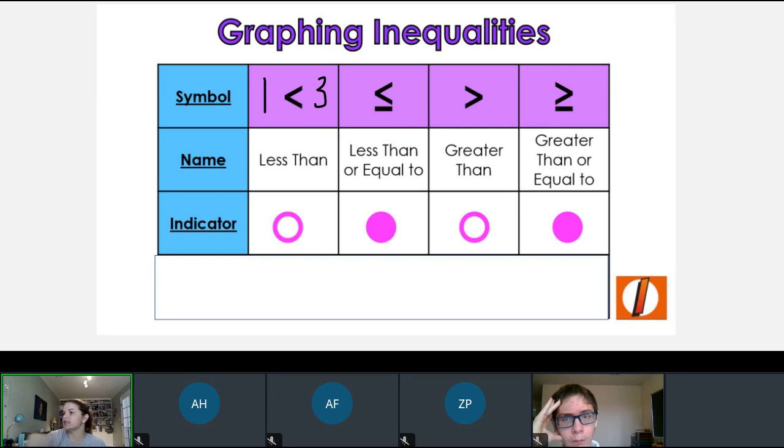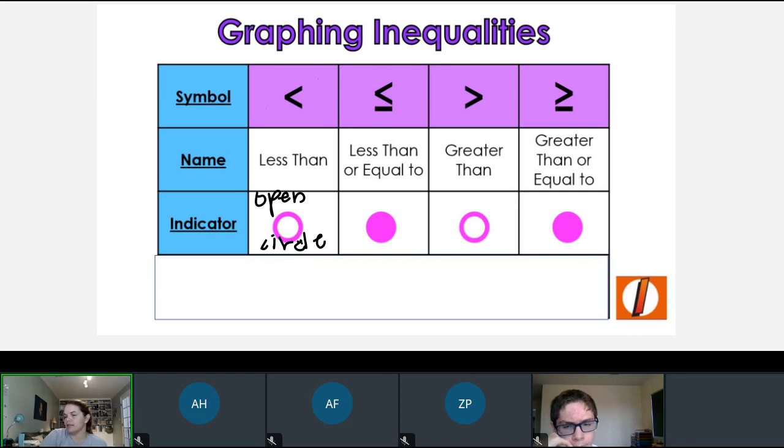So we have to understand how to read these signs so that we know how to graph and which way to shade our solution. It's really important that we remember how to read these. This first one is less than. When we graph an inequality and the sign is just less than, we will have an open circle. I'm going to write that in here in case you don't know what that means. This is an open circle.